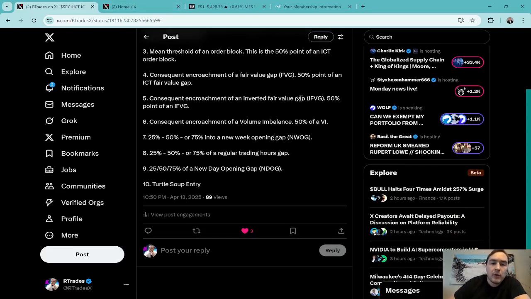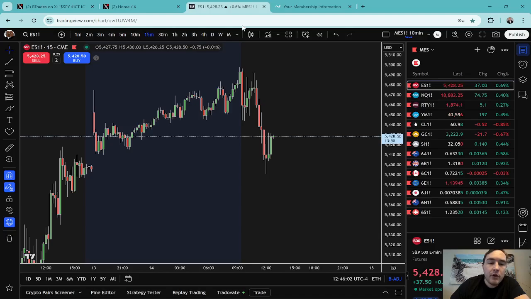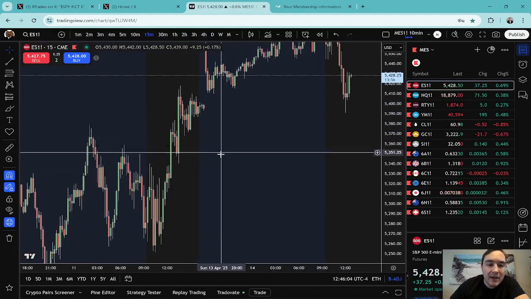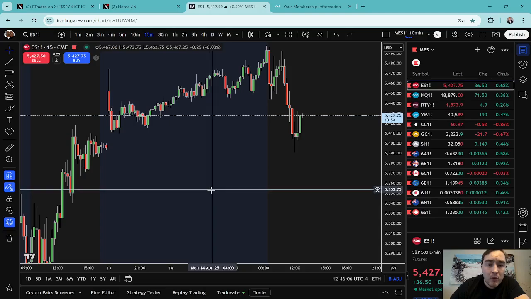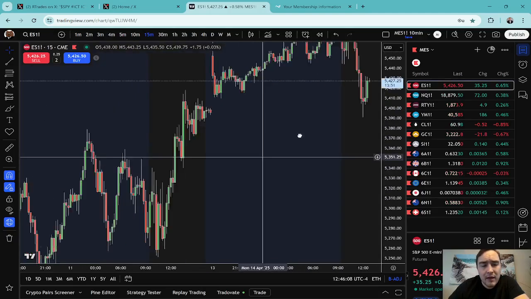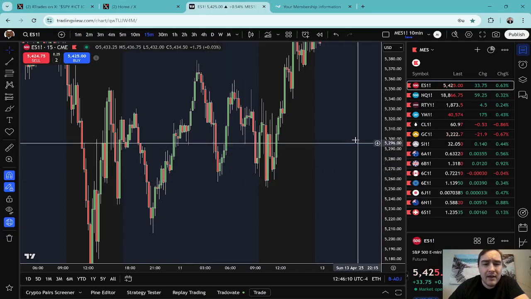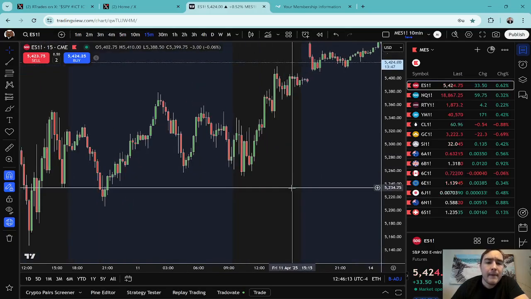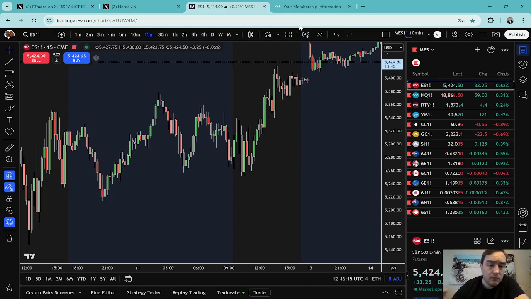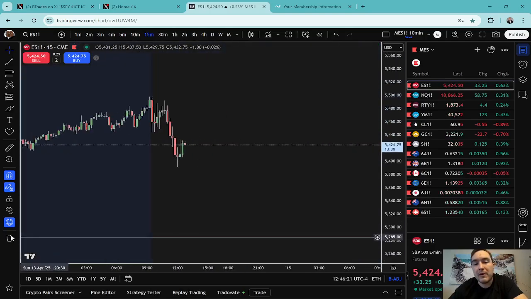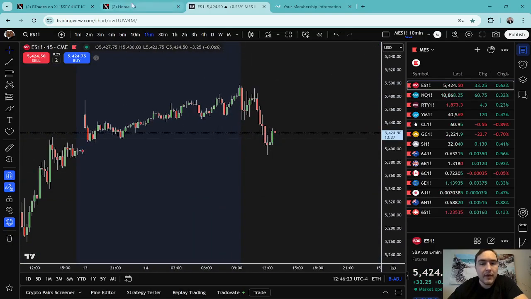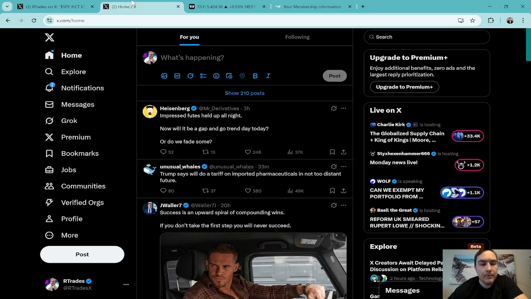All right, consequent encroachment of a volume imbalance. A volume imbalance is when you have a 3-candle pattern and there is a gap between the 2 candles. I don't think I have any examples of that here on the ES. Basically, you can look at that and enter in at 50% of the volume imbalance. I don't really have any examples of that here at the moment.